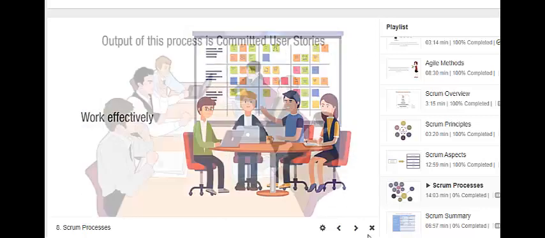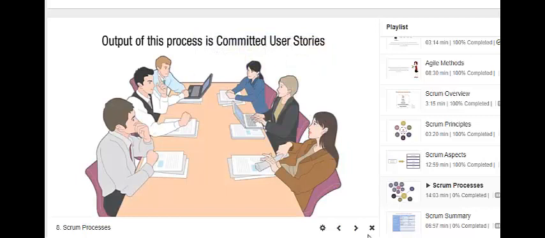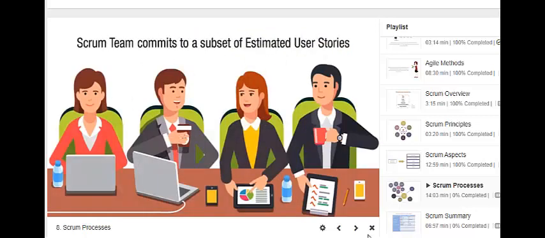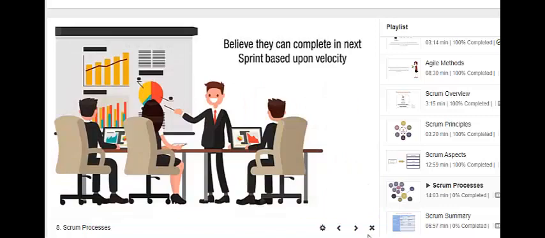The mandatory output of this process is committed user stories. The Scrum team commits to a subset of estimated user stories that they believe they can complete in the next sprint based upon velocity.